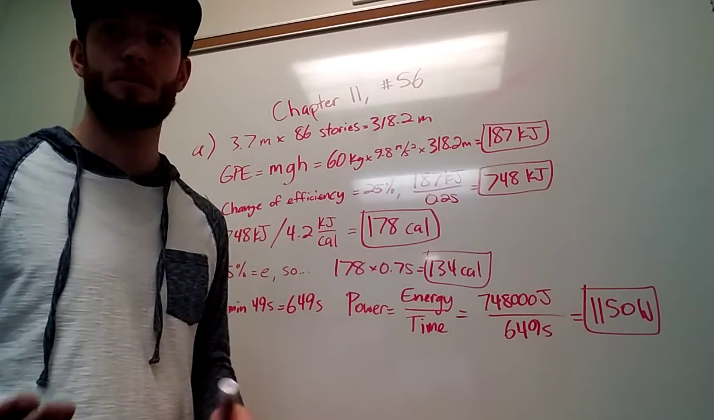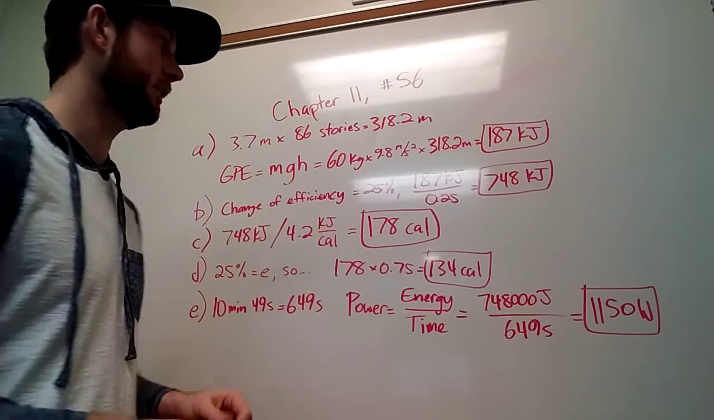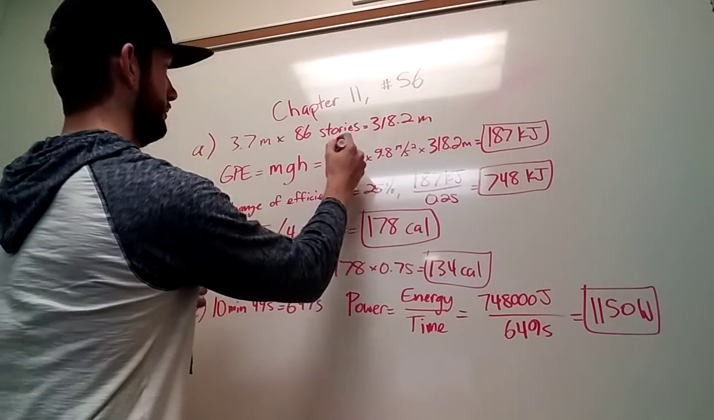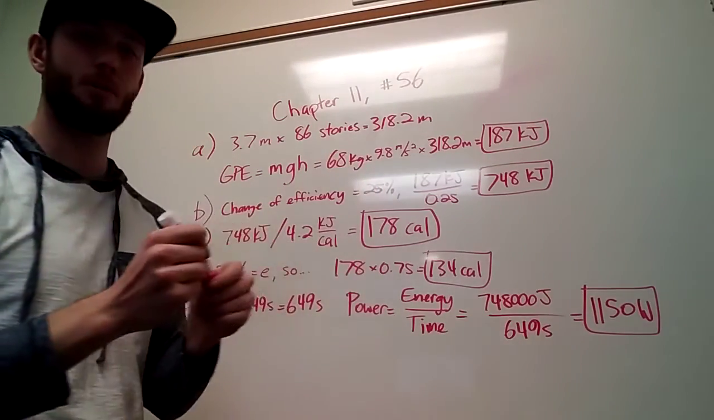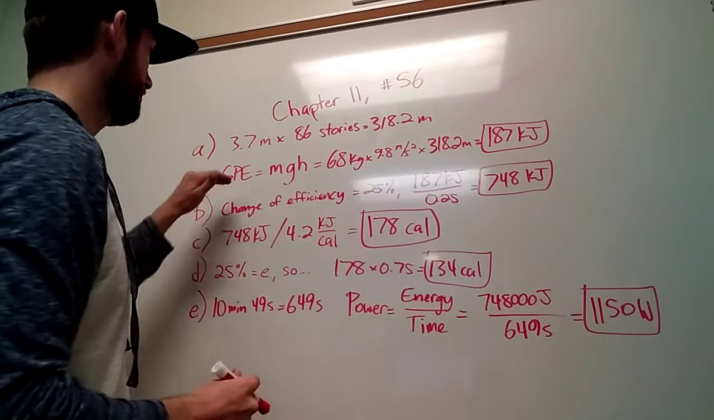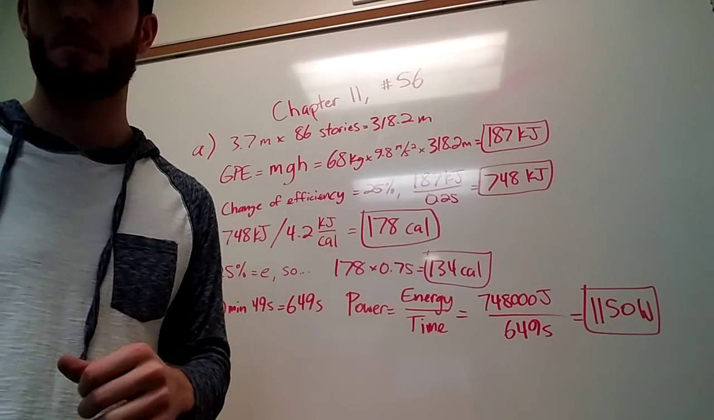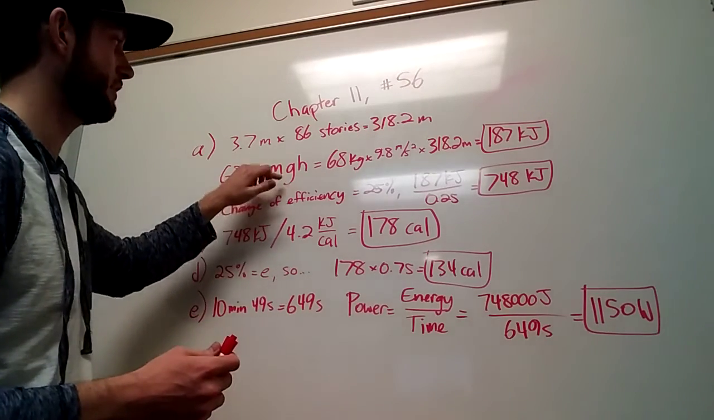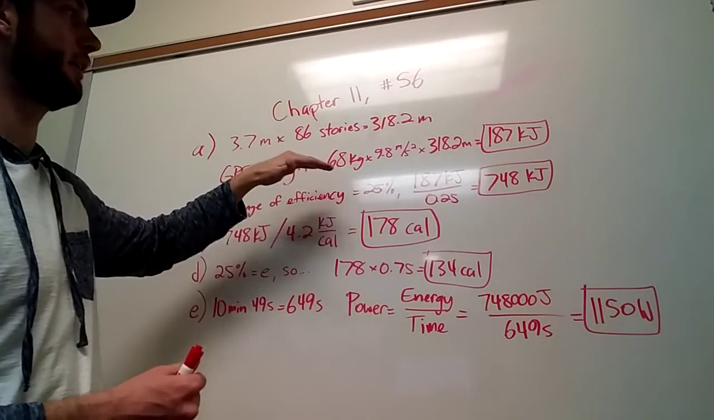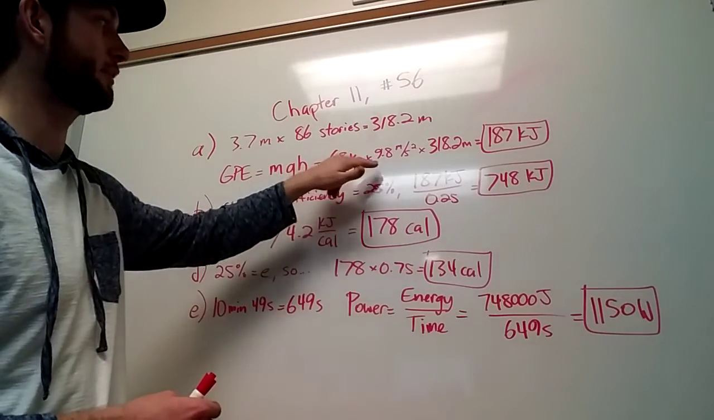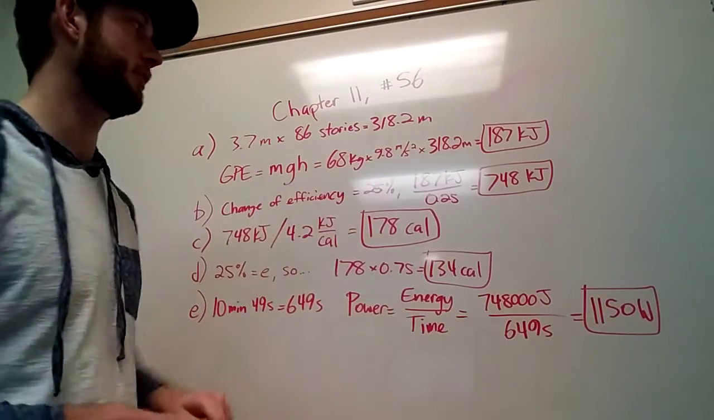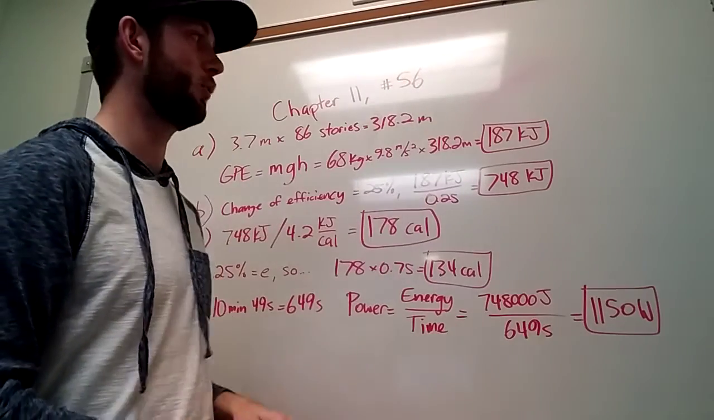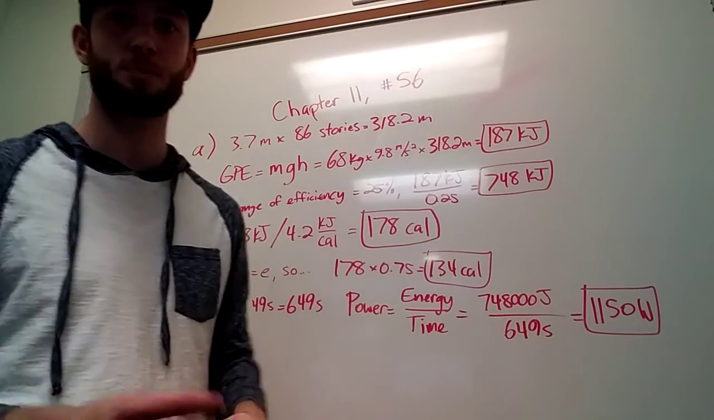Now we're given the man's mass in the initial part of the problem. Oh, it's actually 68 kilograms. Sorry, I wrote that wrong. So again, gravitational potential energy is analogous to mass times gravity times height. So we can plug in now our 3 values, 68 kilograms times 9.8, the gravity constant, times 318.2 meters. We'll have a total of 187 kilojoules.